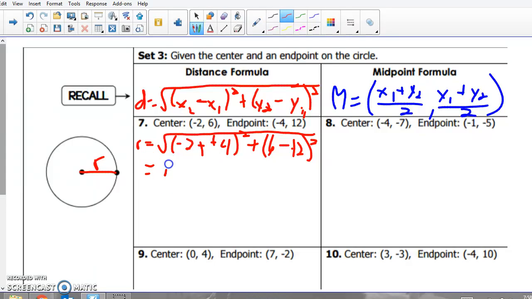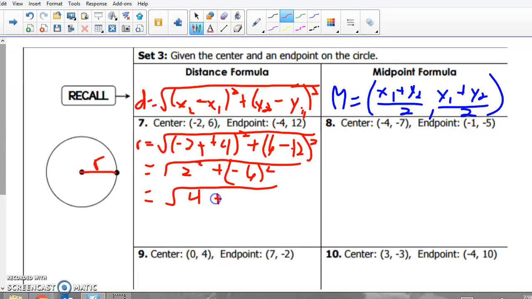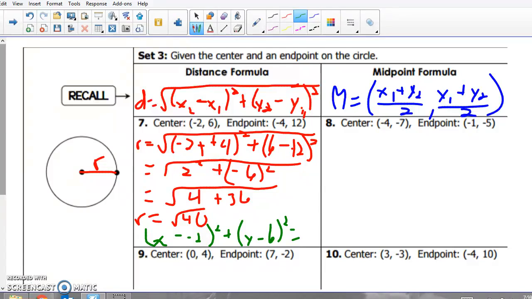Okay, so that's going to be the square root of 2 squared plus, and 6 minus 12 will be negative 6 squared. So 2 squared is 4, plus negative 6 squared is 36. So I get my radius, my r, is the square root of 40. So my equation here will be simple. It will be my x minus my center x, which is negative 2, squared, plus my y minus my y of my center, which is 6, squared, equals r squared. Now r is the square root of 40.